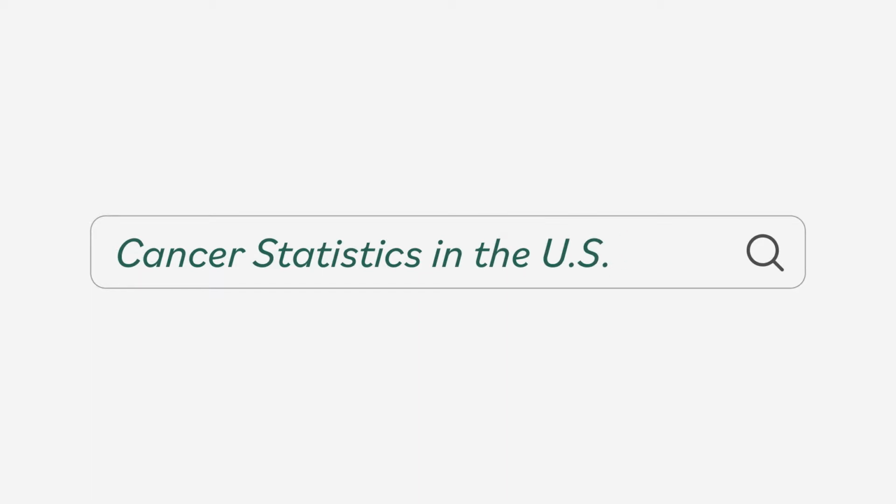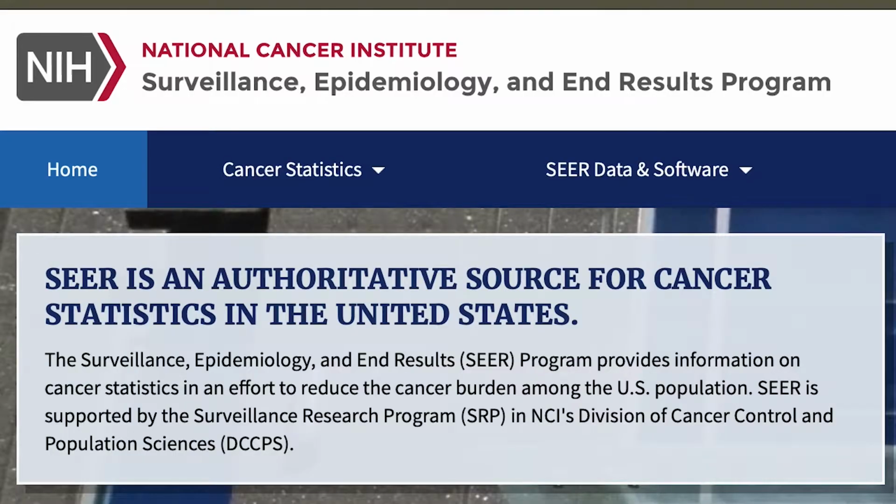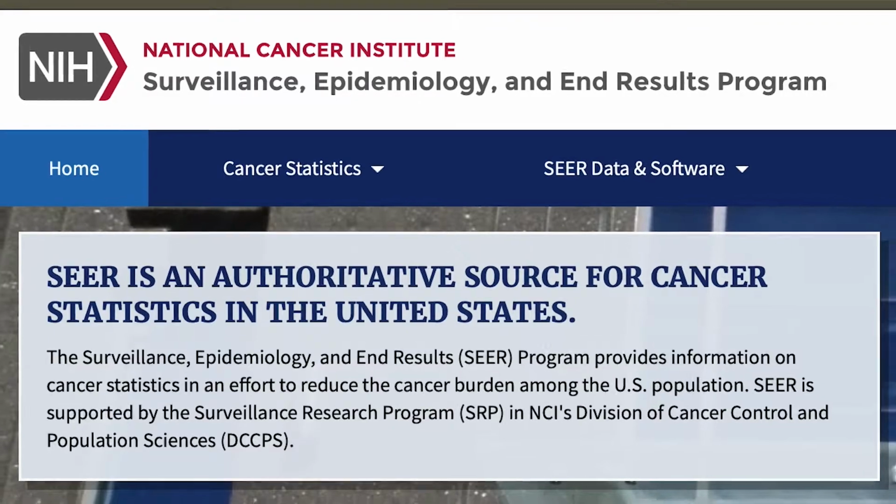Video displays the National Cancer Institute's Surveillance, Epidemiology, and End Results Program website, while describing features and demonstrating a basic search. Looking for statistics on cancer in the United States? The Surveillance, Epidemiology, and End Results Program, SEER, has data you can easily download that dates back to 1975.